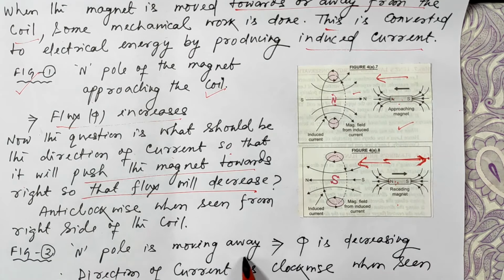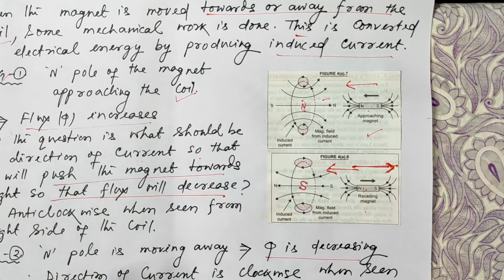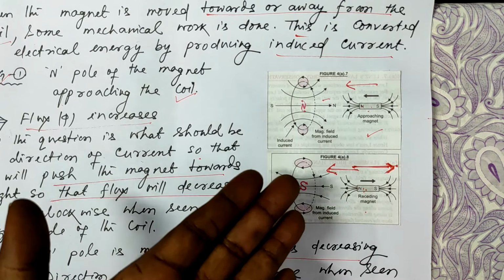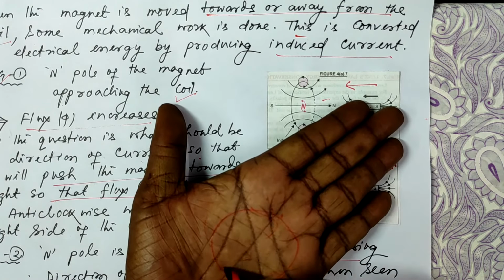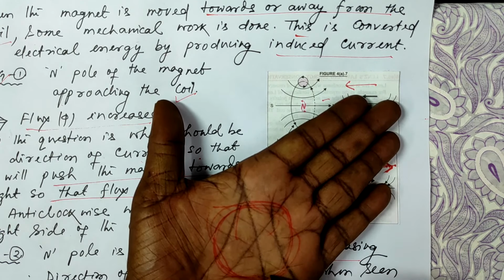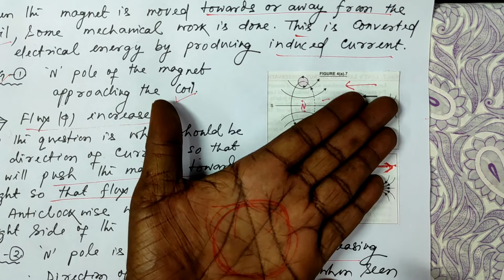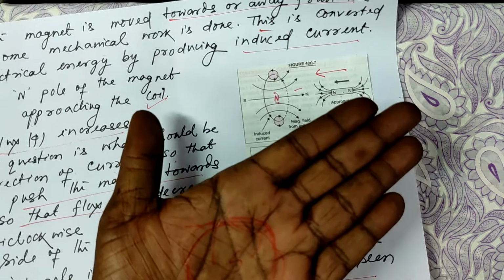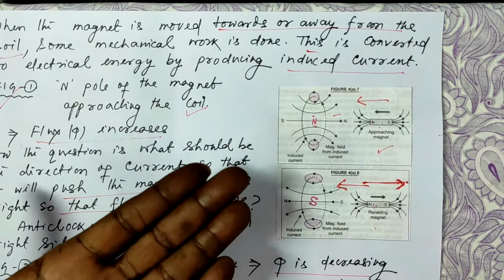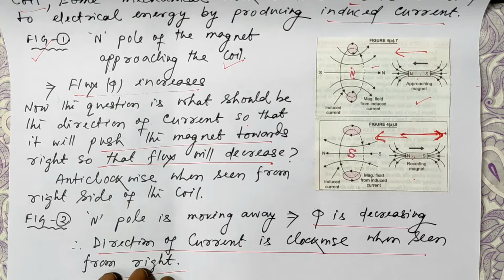So the north pole is moving away, flux is decreasing, and the direction of current is clockwise when seen from the right. And one thing you must remember: in a given coil, if the direction of current from this side is clockwise, then this side of the coil, the upper side of the coil, behaves as south, and the lower side of the coil behaves as north, right? That is what you have to remember.